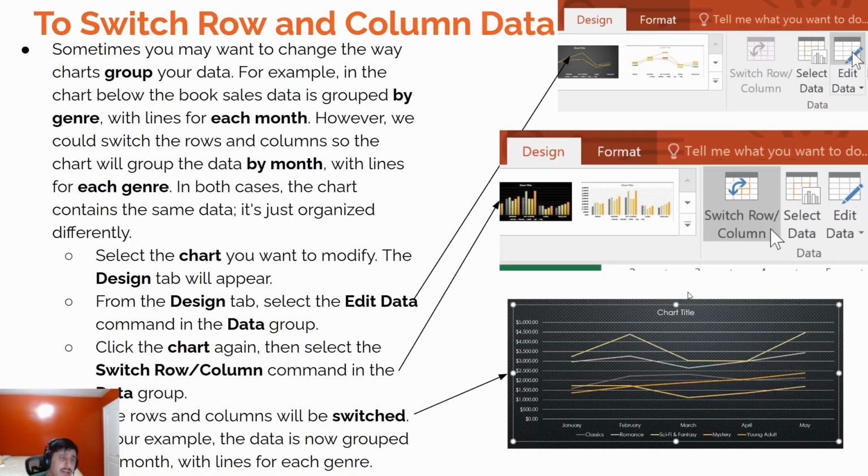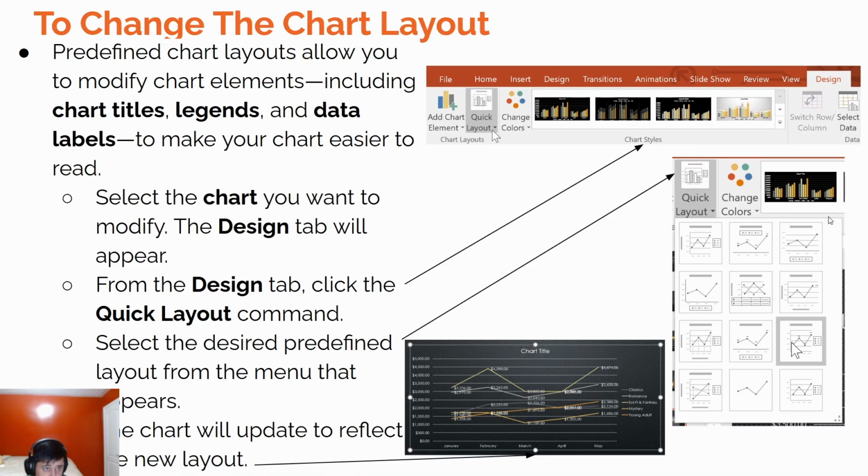To switch row and column data, for example, say we want to change the way our charts group the data. For example, in the chart below, the book sales, again, we group by genre, right? However, we do want to switch the rows and columns, so the chart will group data by month, right? We could do that by selecting the chart we want to modify, then going to the Design tab and clicking Edit Data, and then once we click Edit Data, we can click on the chart again and then click Switch Row and Column, right? And it'll switch it for you. Otherwise, this command will be grayed out, so you do want to make sure you press Edit Data first.